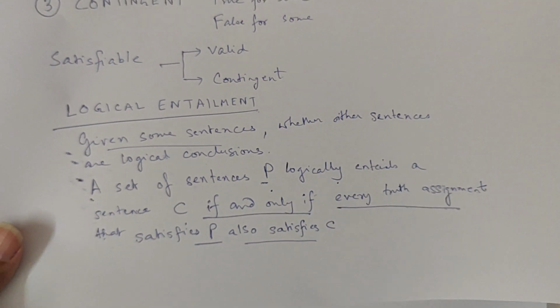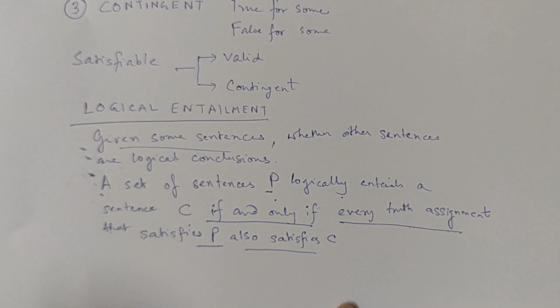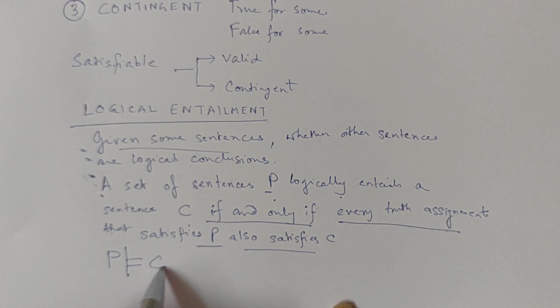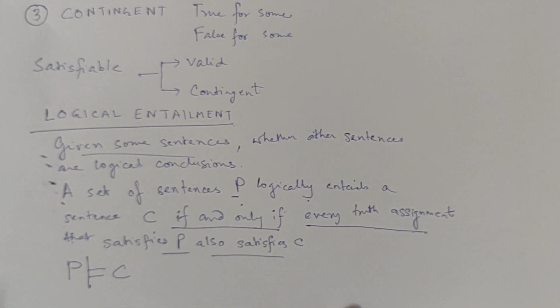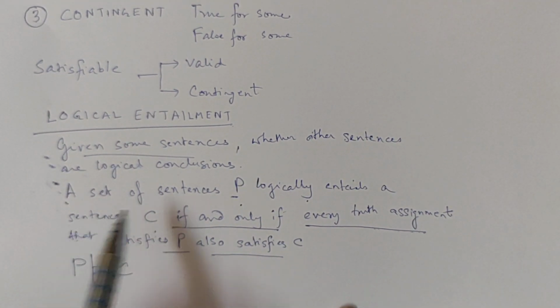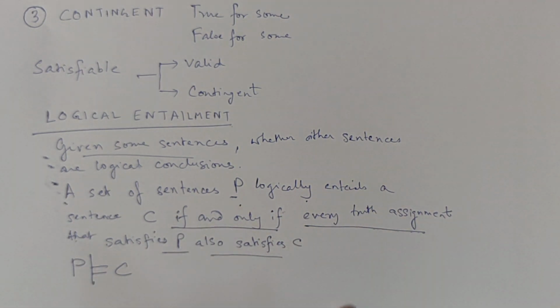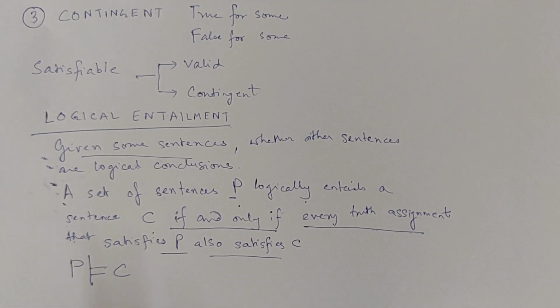Okay, in the last video clip we have seen what the concept of logical entailment is. I will just mention here there is a symbol for logical entailment: P logically entails C. So just for a quick revision, a set of sentences P logically entails a sentence C if and only if every truth assignment that satisfies P also satisfies C.